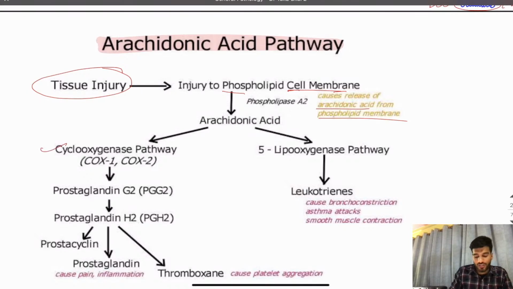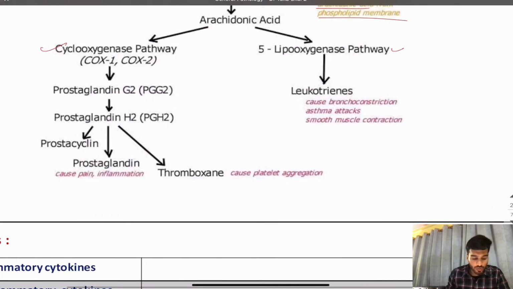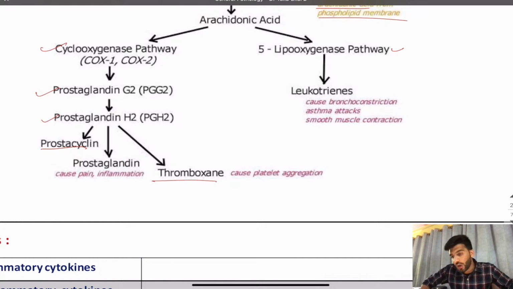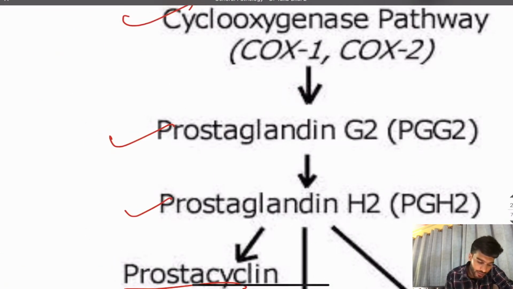So cyclooxygenase pathway and lipooxygenase pathway. This cyclooxygenase pathway, what are the outcomes, what are the hormones that will come? Prostaglandin will come. Prostaglandin G2, prostaglandin H2, prostacyclin will come, and thromboxane will come from the COX. And from the LOX what will come? Leukotrienes, different leukotrienes. Now if I talk about the drugs that will inhibit COX1 and COX2, what are the drugs that will inhibit? Sir, aspirin and indomethacin.